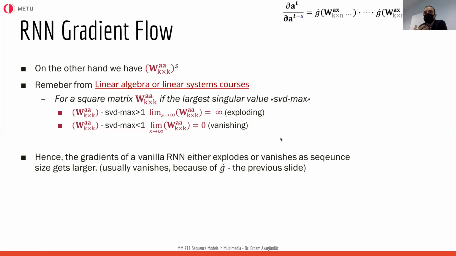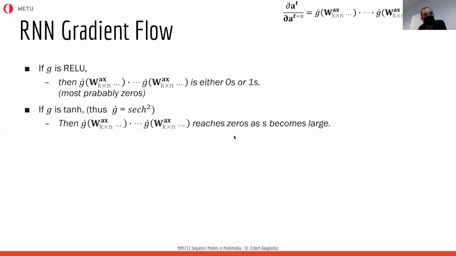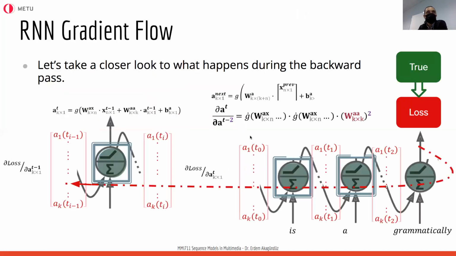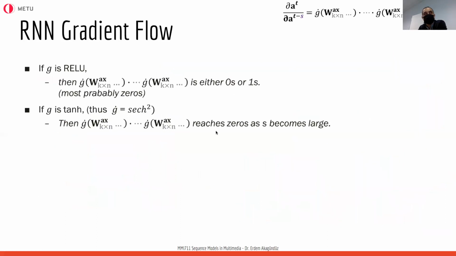And remember how we initialize weights. We usually initialize weights using numbers smaller than 1 in nearly all of the initialization techniques. So that's why it's going to be vanishing. So this guy is vanishing as the sequence gets larger. This is probably going to 0 when the sequence gets larger. Then this partial derivative that's backpropagated through time will be reaching 0. That's the problem of vanishing gradients, guys.